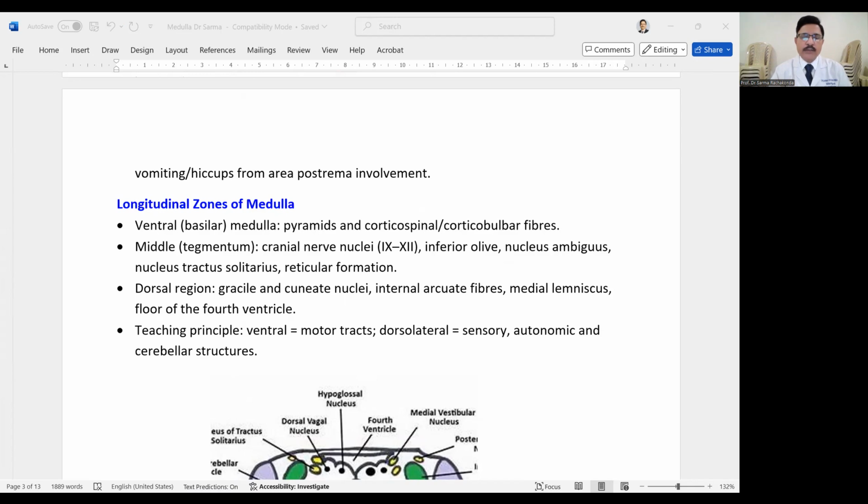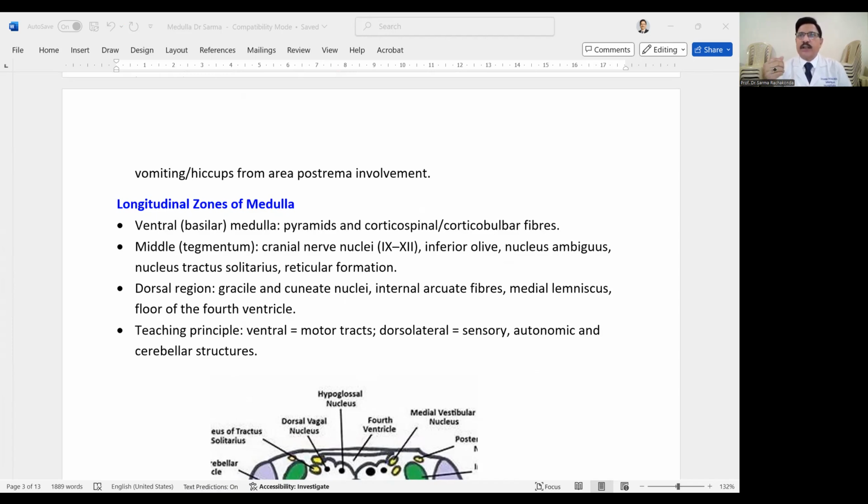What is tractus solitarius? What does it do? NTS, nucleus tractus solitarius. It is there in the dorsal medulla, dorsolateral to the DMNV. That is the dorsomedial nucleus of the vagus. DMNV and the NTS are side by side. NTS is slightly lateral compared to the DMNV. The function of this is that it is the visceral sensory nucleus of the brainstem. NTS is for the primary visceral sensations.